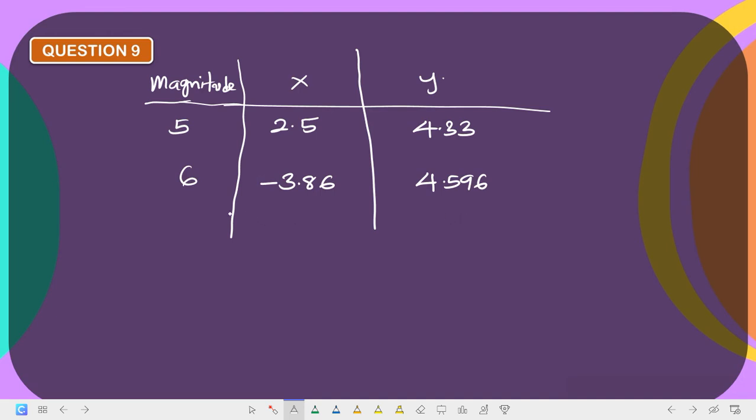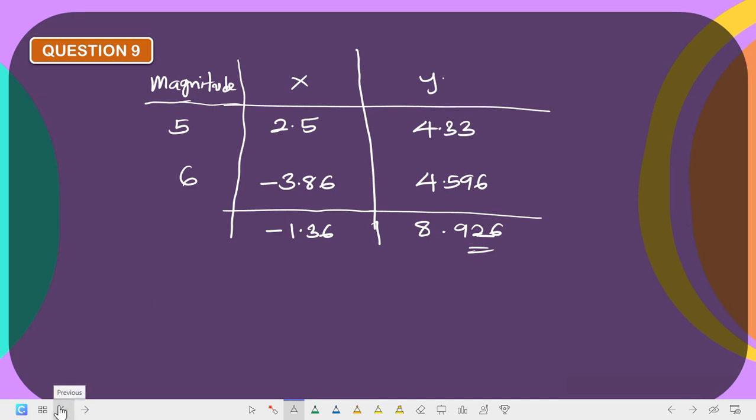Now at the end of the day, what do you do? You add both the x and the y-axis together. Now if we sum everything here together, what is this going to give to us? It's going to give us 2.5 plus bracket minus 3.86. This gave us minus 1.36, and then this other one here, 4.33 plus 4.596, this gave us 8.926.